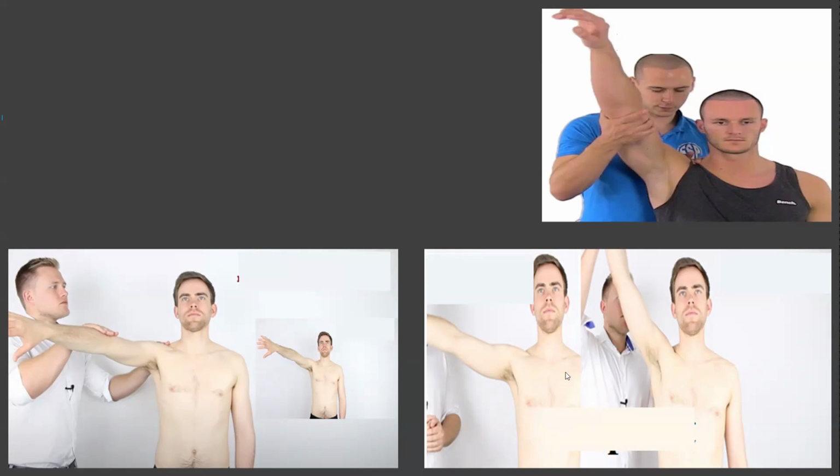So, how would you do this painful arc test? We cannot do it because the patient needs to be immobilized. Show me how to do it. Yes, we're gonna raise the arm up to 180. Okay, I'm gonna do it on the other side. I'm gonna raise the arm up to 180 passively, and then I'm gonna bring it down slowly, from 180 to 120.